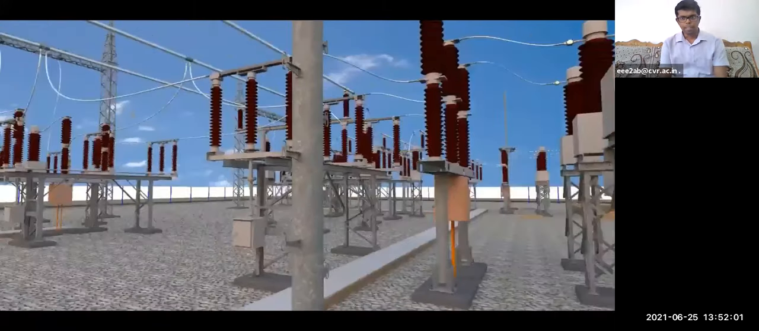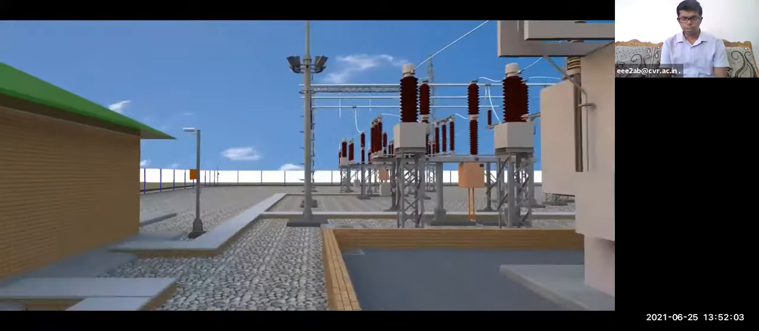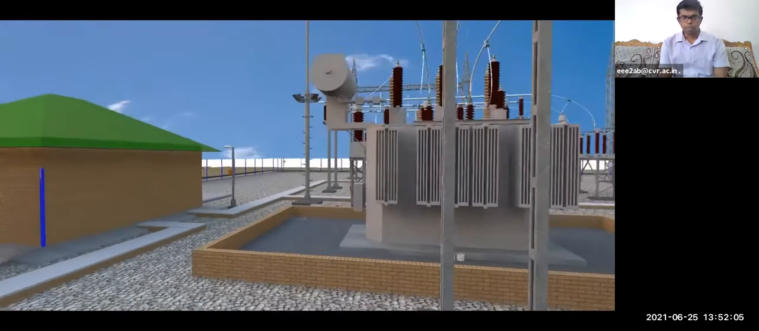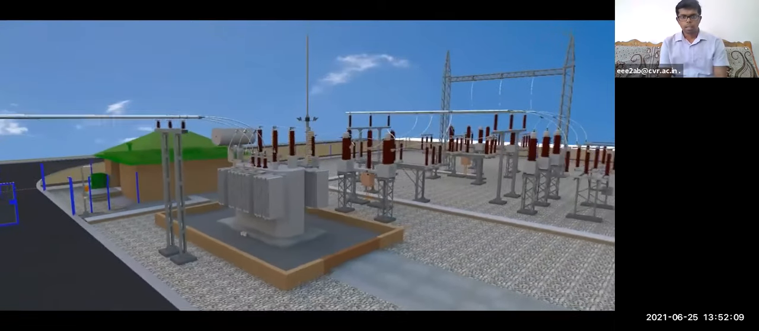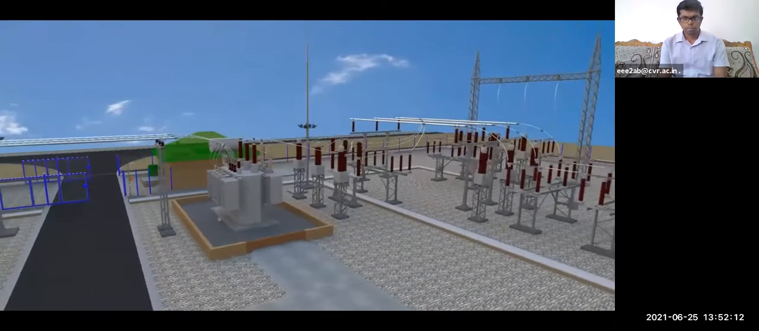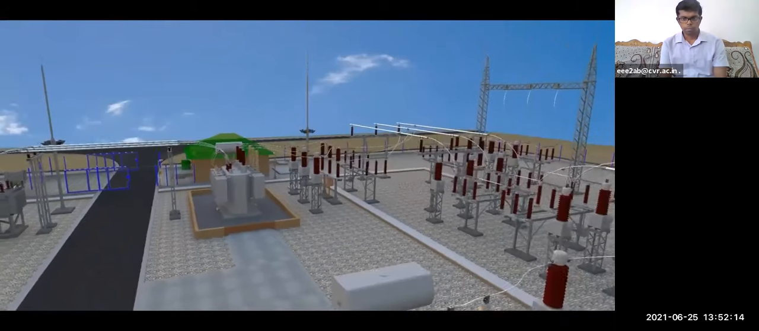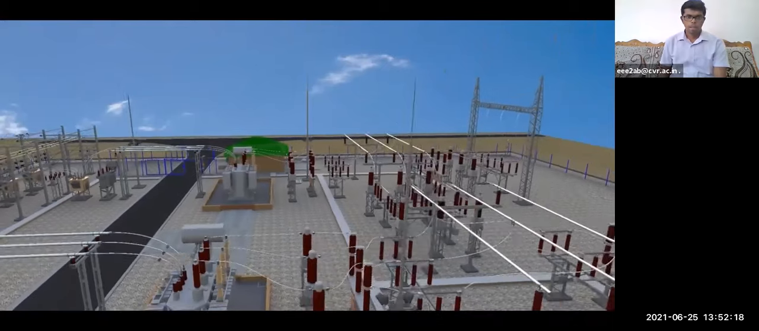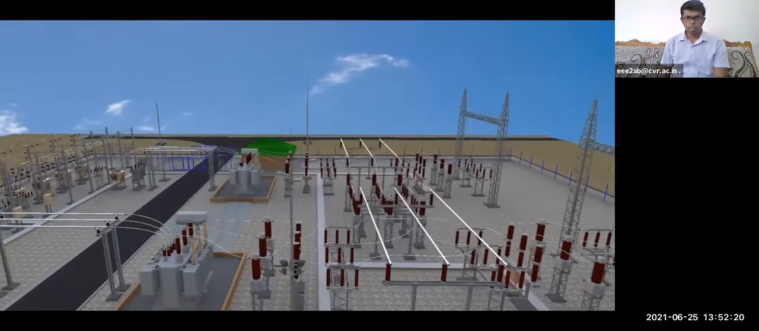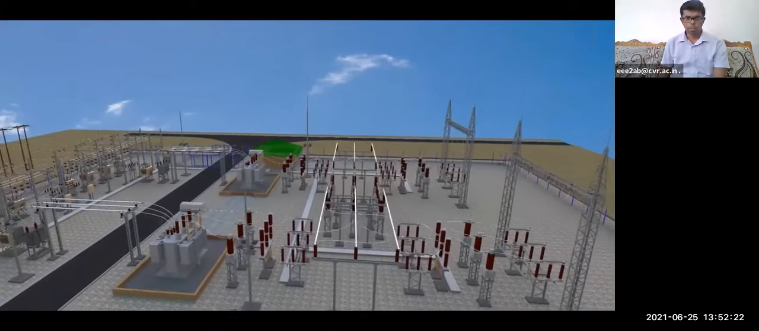See, CTs and PTs, current transformers, potential transformers. This one is the power transformer, buses. So here, if you see, there are two stages.